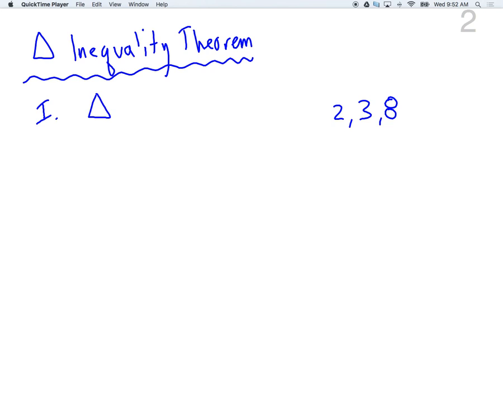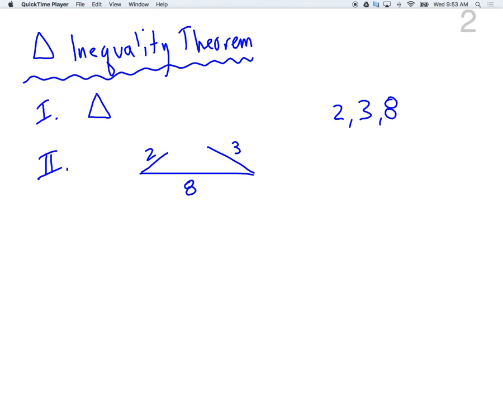Okay, this is case number 2, where we would get something like this. You've got your 8 sitting down here. You've got 3 over here. You got 2 over here. The two shorter guys are not long enough to make a triangle. Therefore, no triangle.